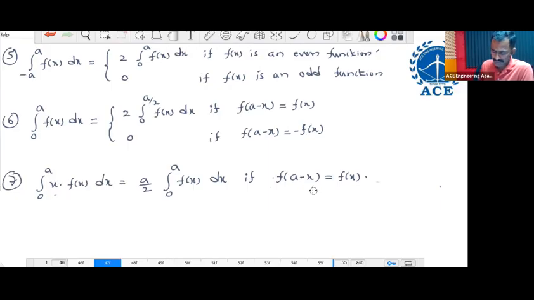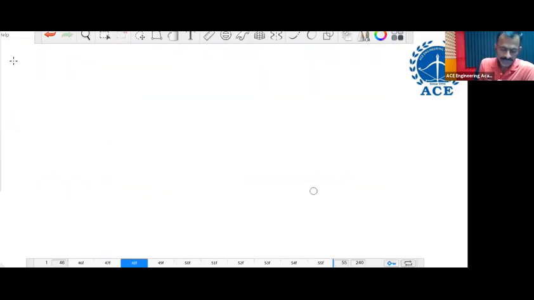Next, property number 8. Integral 0 to pi by 2 sine power n of x dx equal to integral 0 to pi by 2 cos power n of x dx. So for these two, the value is the same on 0 to pi by 2, sine power n or cos power n. For both, the value is the same.